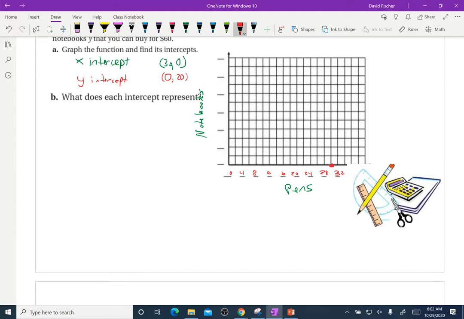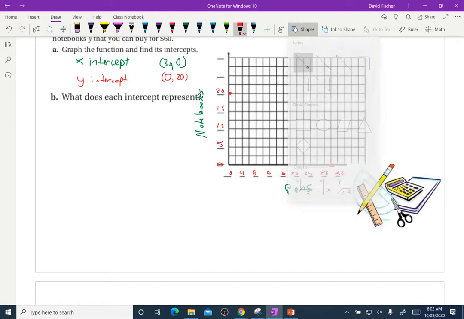And then I need to count by fives here, so maybe if I did 5, 10, 15, 20 might work here. This would obviously be 0 here. And I need a 20 there. So now I can draw my line.